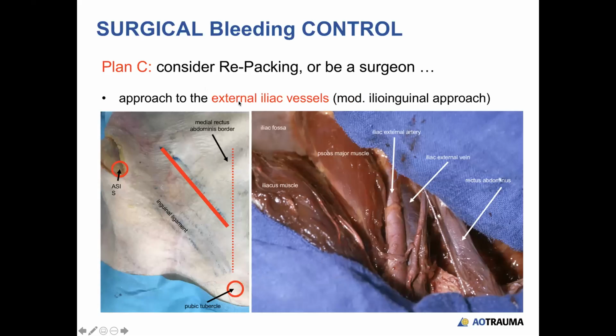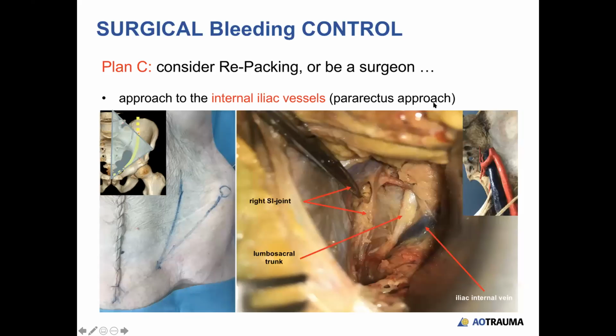if you want to go to the external iliac vessel, you perform a modified ilioinguinal approach. The classical ilioinguinal approach runs from the ASIS to the pubic tubercle. So be a little bit more proximal to that. Then you have direct access to the vessels and can block the external iliac vessels. You are familiar with that approach if you are pelvic surgeons.